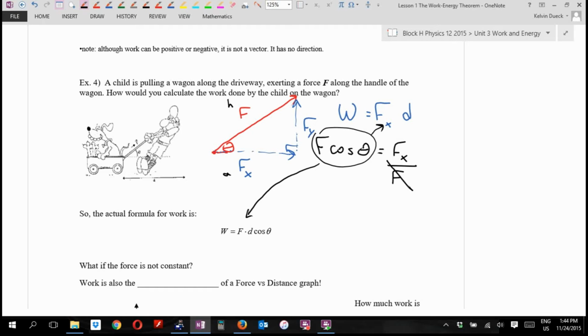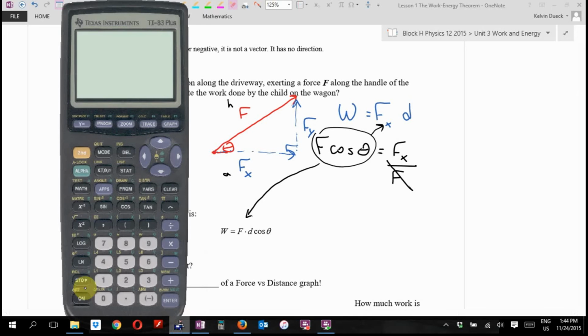Let's see how well this works. If this is straight that way, what's theta? If there's no angle, what's theta? As a number, 0 degrees. So, what is the cosine of 0 degrees? Try that on your calculator. And you get force times distance, the equation that we used last year all the time.